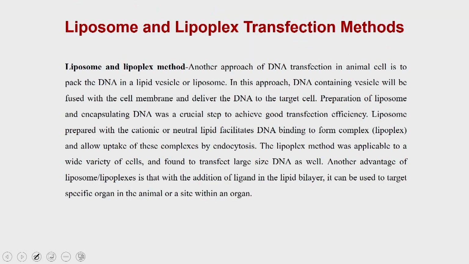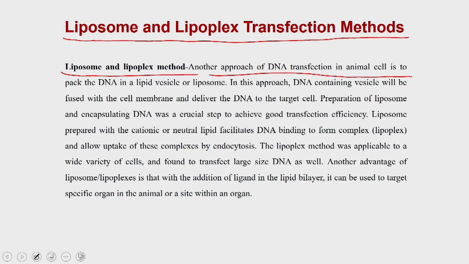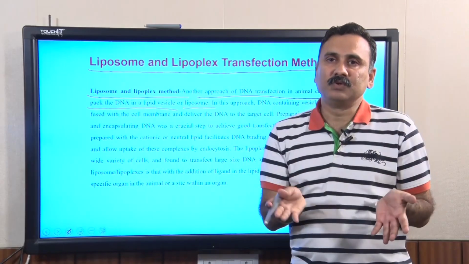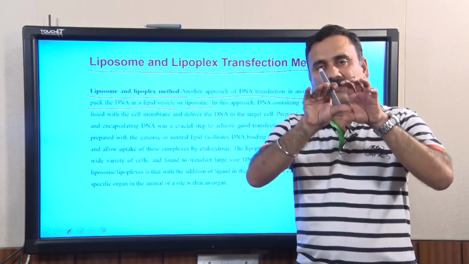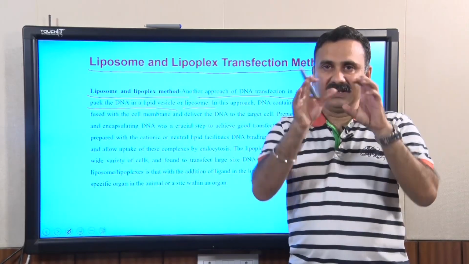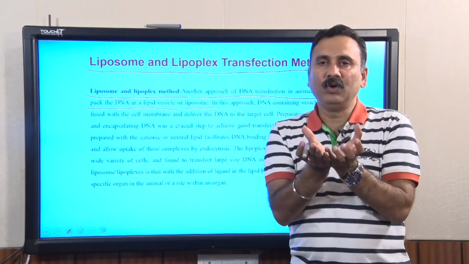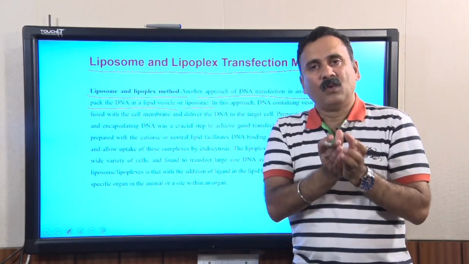Now, the second approach is called the liposome and lipoplex transfection method. The liposome transfection method is an alternate approach where you pack the DNA in a lipid vesicle, or liposome. You know that if you take lipid vesicles and sonicate, they will rearrange and form liposomes. These liposomes are bilayer vesicles, and inside they have a space where material can be stored.